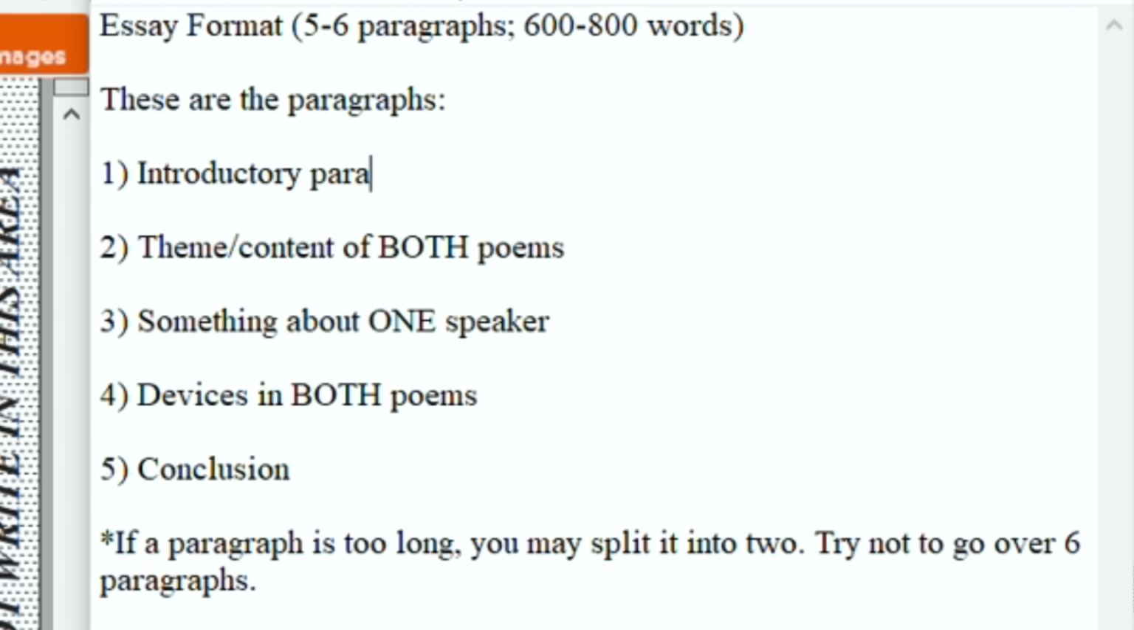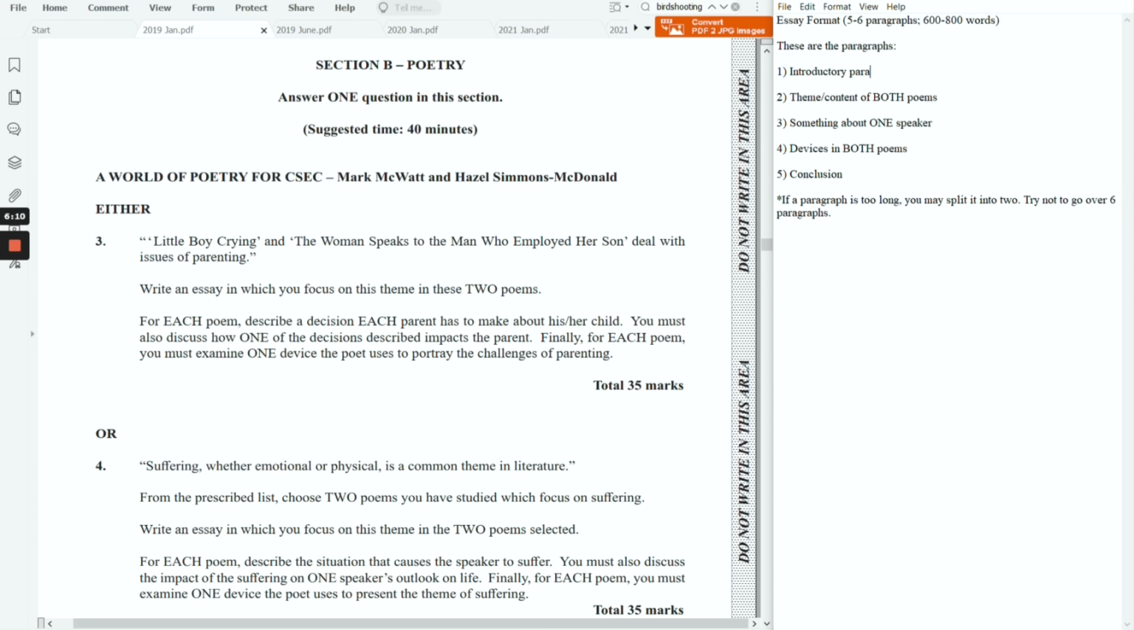We have this 2-1-2 formation. You talk about the theme or content of both poems. Something about one speaker, devices in both poems. Let's see if this format holds true for all of these questions that we're going to be looking at over the course of the next couple of videos. So we see how it holds true for this. You talk about the decision that each parent makes, and then one decision, and then the devices in each poem, a device in each poem.